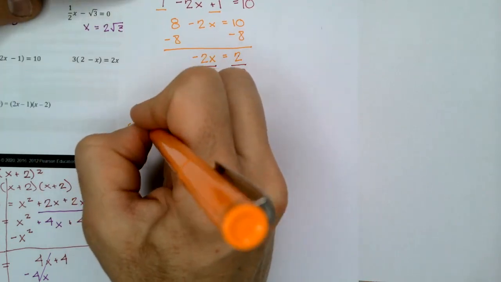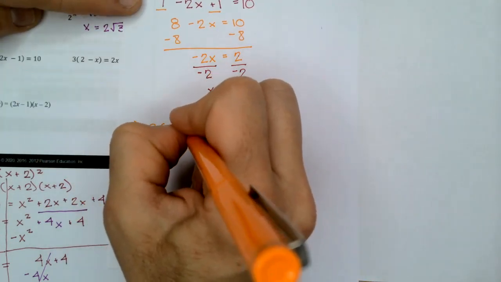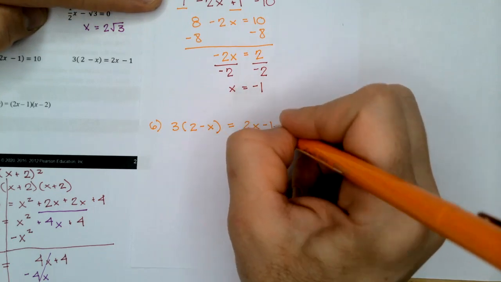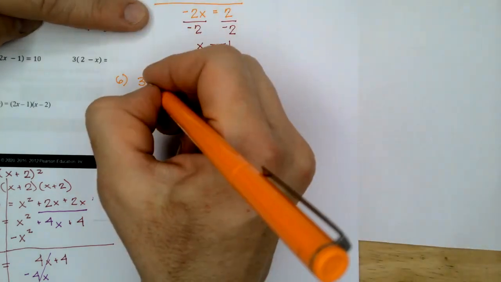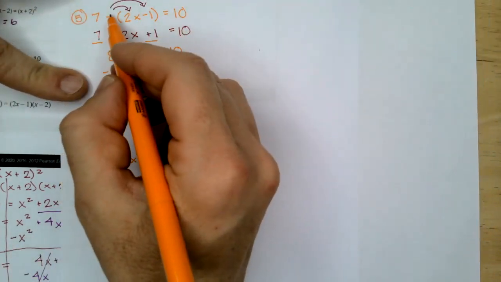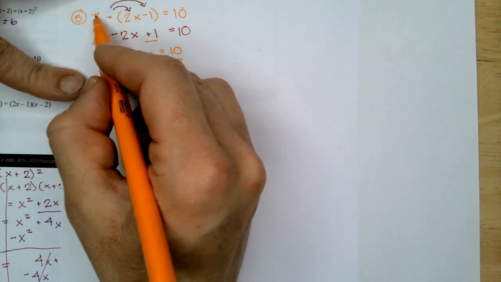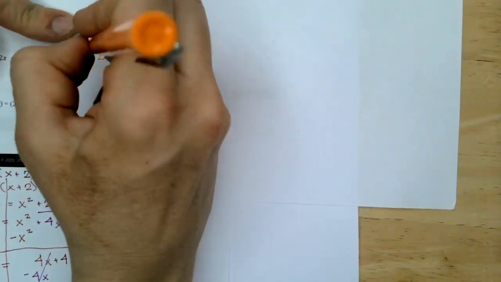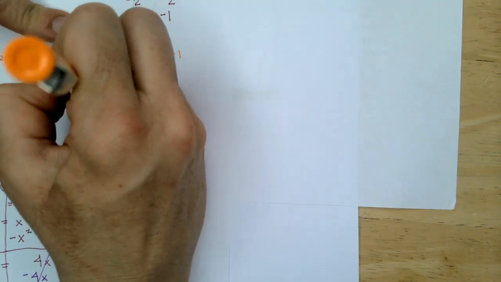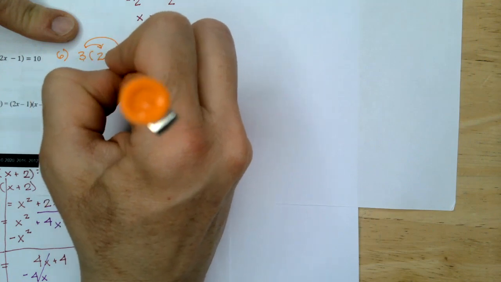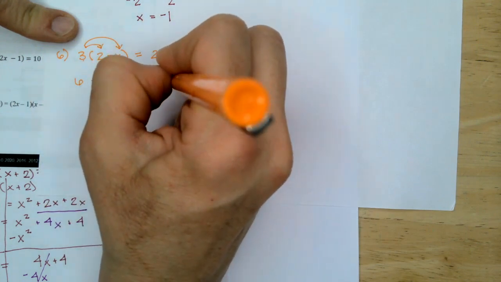Our sixth example is 3 times the quantity 2 minus x is equal to 2x minus 1. Distribute the 3 just like we distributed that minus sign, okay? Here we're subtracting a binomial from 7. Here we're multiplying a binomial by 3. 3 times 2 is a positive 6. 3 times a negative x is a negative 3x, equals 2x minus 1.